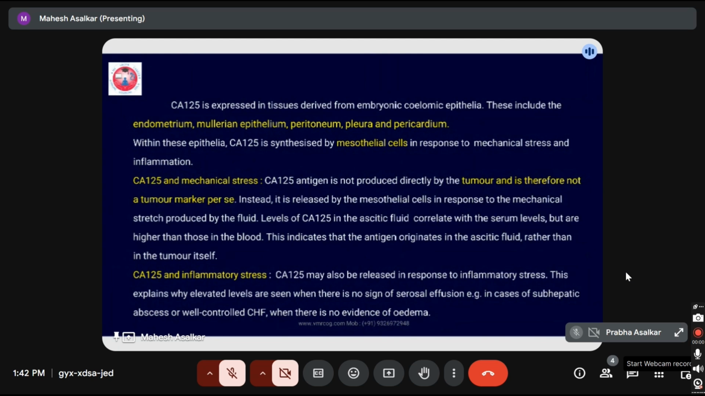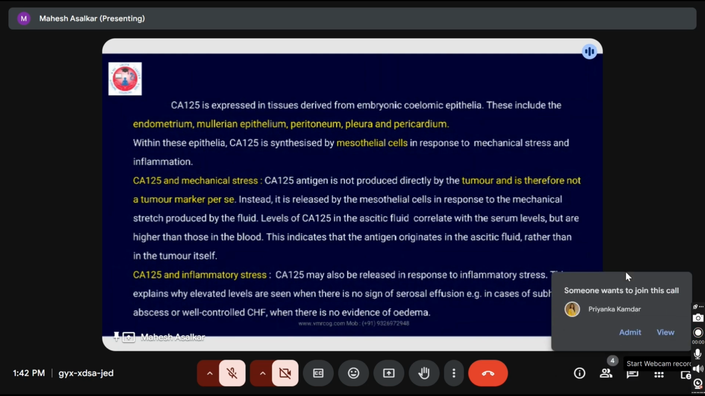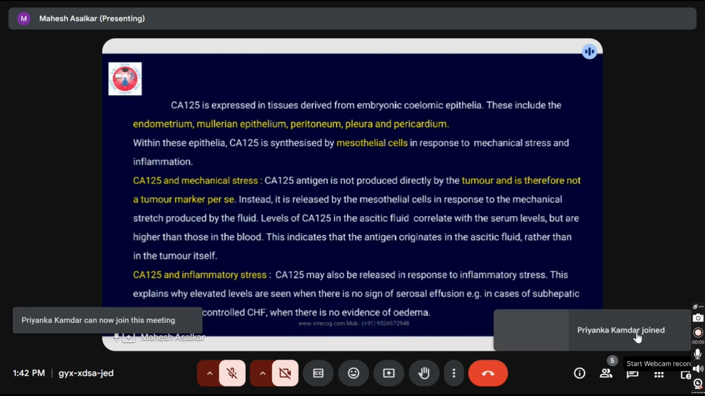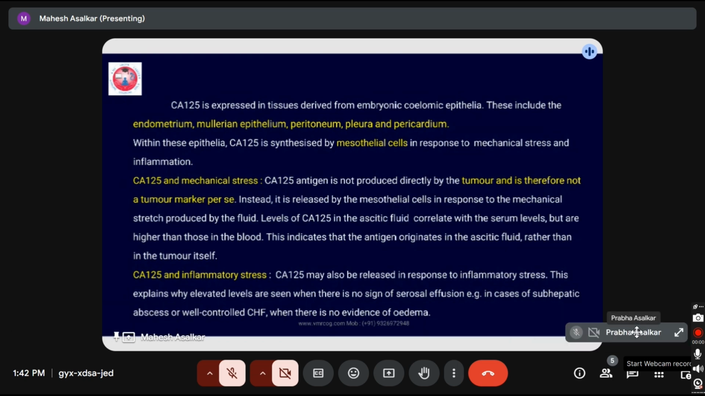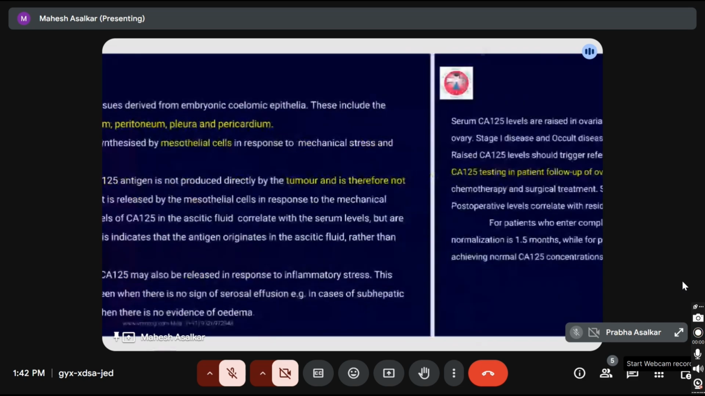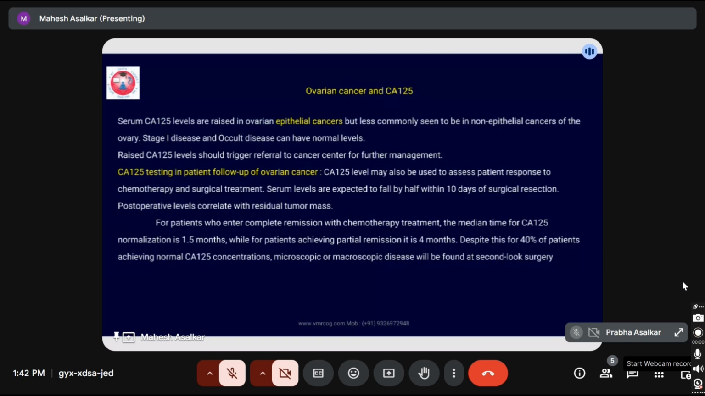So this is about mechanical stress, and second is inflammation. CA125 may also be released in response to inflammatory stress. This explains why elevated levels of CA125 are seen when there are no signs of serosal effusion, such as in patients with subhepatic abscess or well-controlled CHF, where there is no evidence of edema, but still the CA125 levels are raised. So there are two important factors: one is mechanical stress and second is inflammatory stress. Again, these things are not asked in the examination, but from your understanding point of view, they are important.